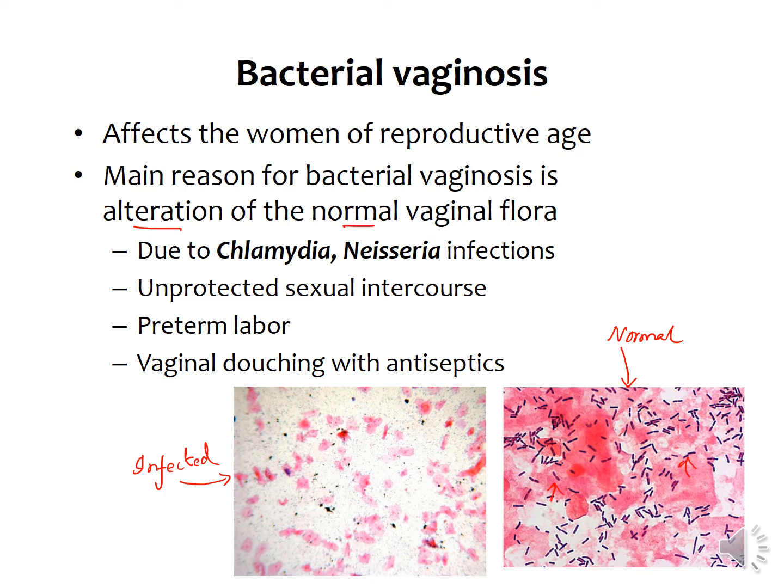A lot of lactobacilli are present here, but here they are not present. It is mainly caused by Chlamydia species and Neisseria gonorrhoeae infections. The most common mode of transmission is unprotected sexual intercourse. Preterm labor also predisposes to bacterial vaginosis, as do vaginal douching and misuse of antiseptics in that area, which alters the normal vaginal flora and leads to overgrowth of this bacteria.